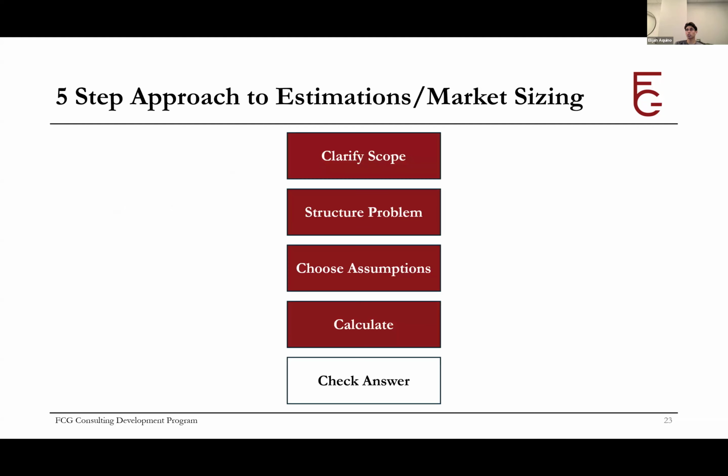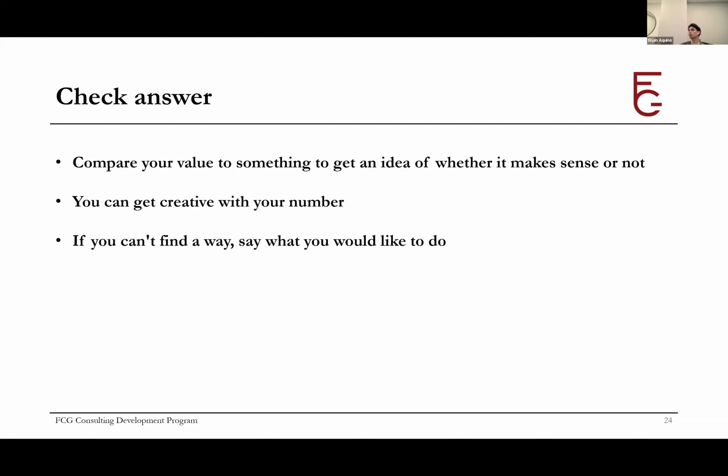Awesome. And then from there, checking your answer. Compare your value to something to get an idea of whether it makes sense or not. That's the whole idea here. Be okay with using a creative figure to compare it. So I used meals, and I got that case off somewhere, so it was a little bit of a weird check answer, I would say. But you could get creative with it. And I guess it worked in that scenario.